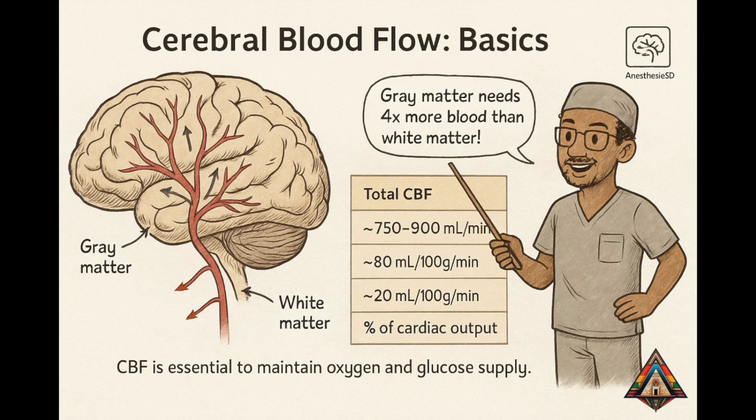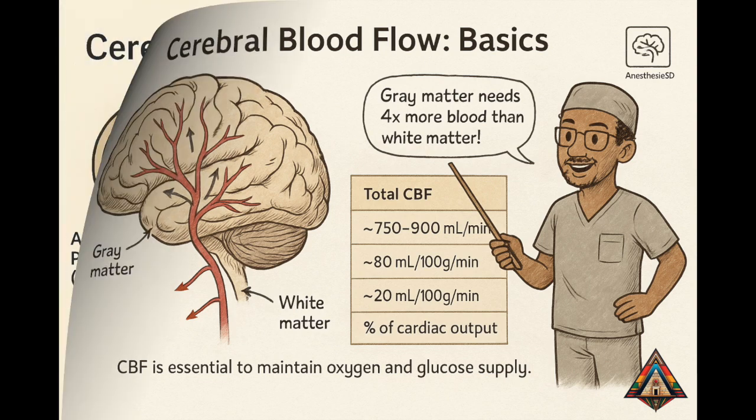Cerebral blood flow is the amount of blood delivered to the brain per minute. In adults, it ranges between 750 to 900 milliliters per minute, accounting for approximately 15% of the total cardiac output. Gray matter, which is more metabolically active, receives about 80 milliliters per 100 grams of tissue per minute, while white matter receives about 20 milliliters per 100 grams per minute. Adequate cerebral blood flow is vital to ensure a constant supply of oxygen and glucose, which the brain depends on to function properly.